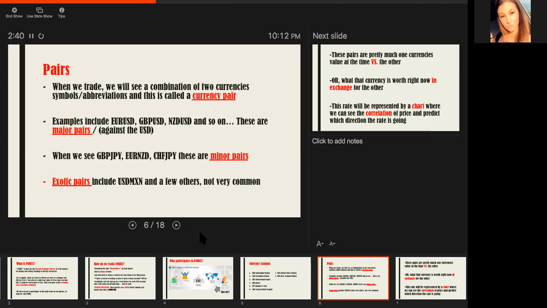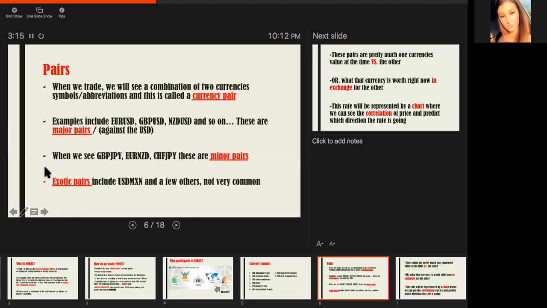We're going to see them in pairs. When we trade, we'll see a combination of two currencies or abbreviations, and this is called a currency pair. For example, we'll see EUR USD, GBP USD, and so on. These are our major pairs. Major pairs are basically a different currency against the United States dollar. When we see other pairs like GBP JPY or EUR NZD, these are minor pairs. These are basically foreign currencies against foreign currencies. The United States dollar is not being traded in these.